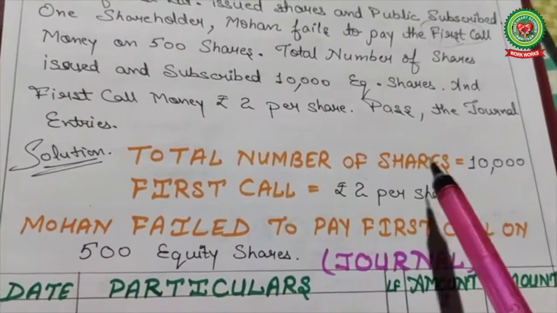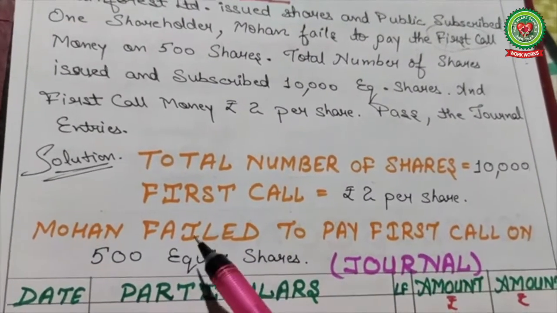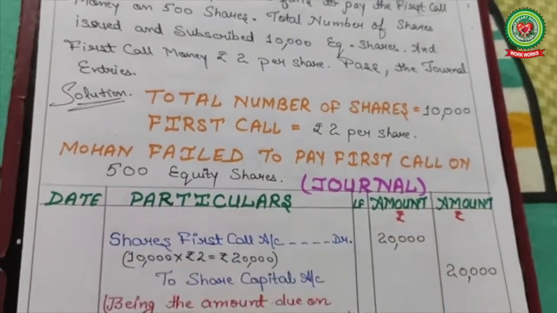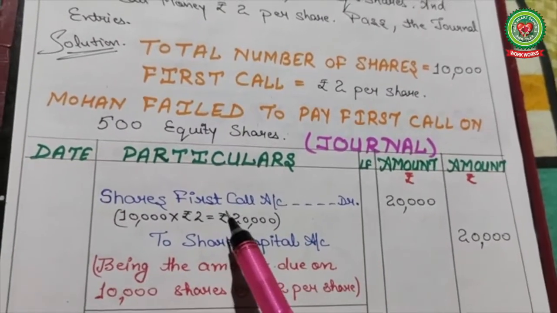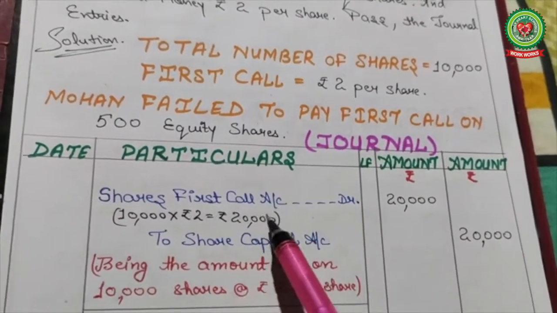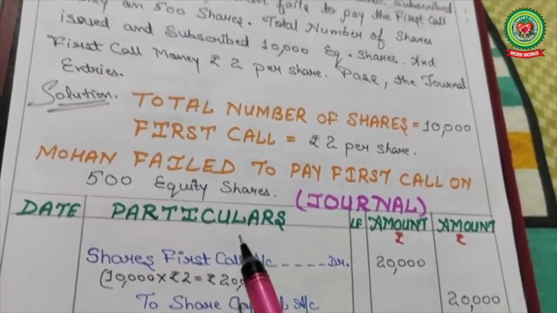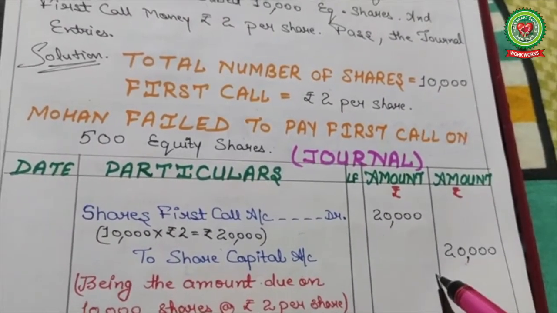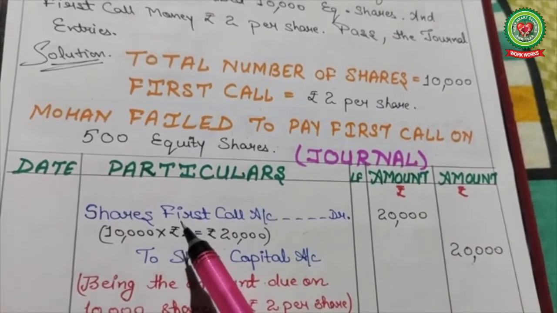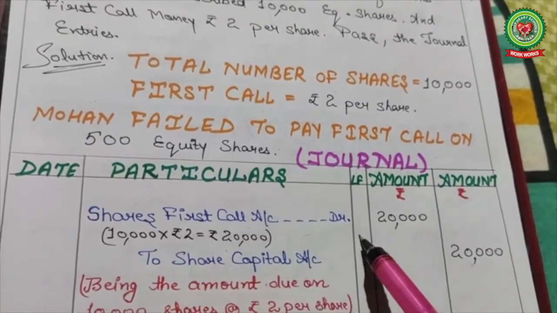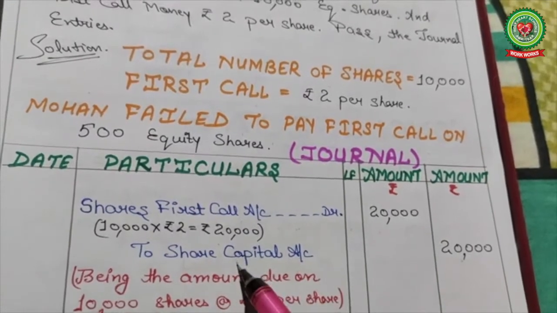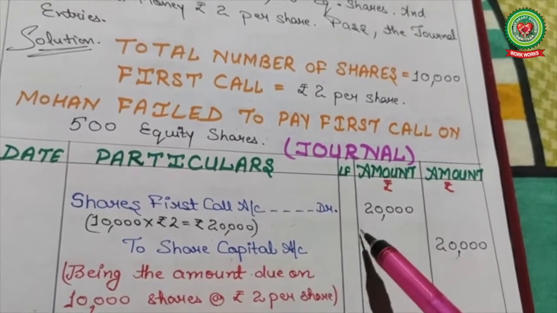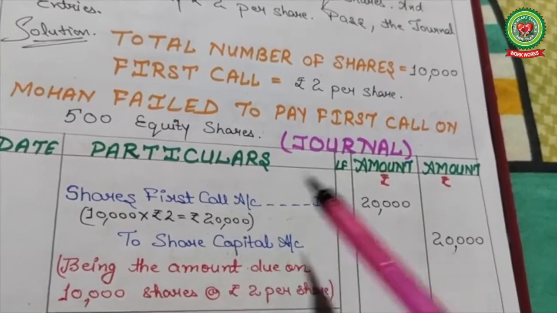So see, total number of shares 10,000, first call rupees 2 per share. Mohan failed to pay the first call on 500 equity shares. First entry, share first call due. Share first call account debited to share capital account. The total amount here is 10,000 multiplied by 2, 20,000 amount due. Your due entry you know very well. Share first call account debited to share capital account. What comes in, debit, what goes out, credit, and your first call is still due.